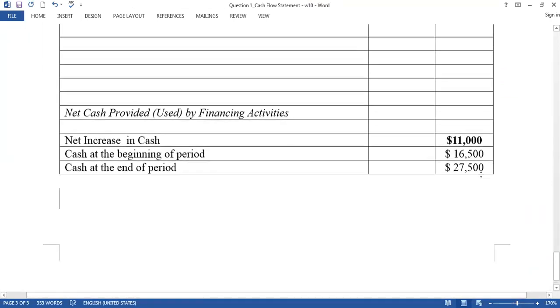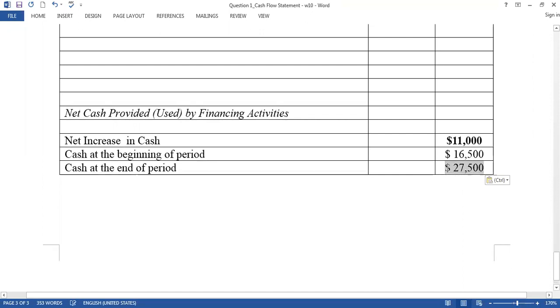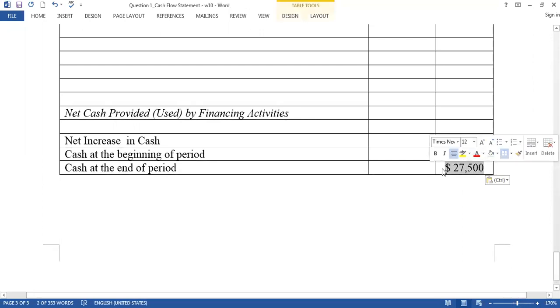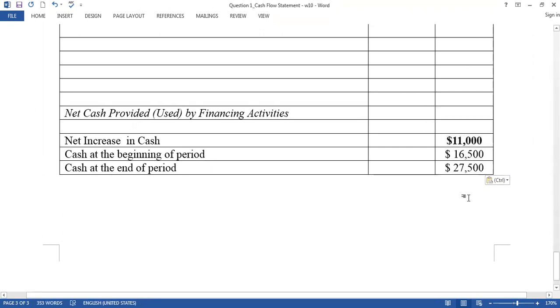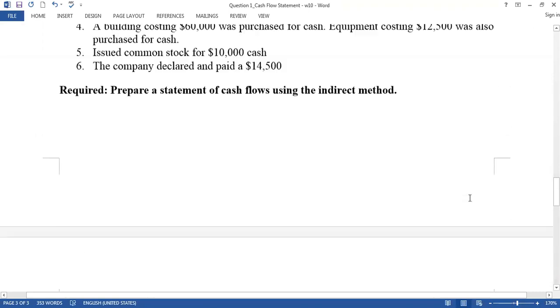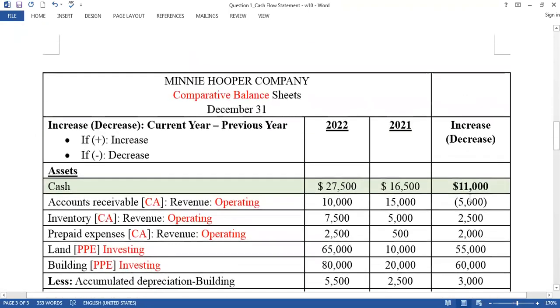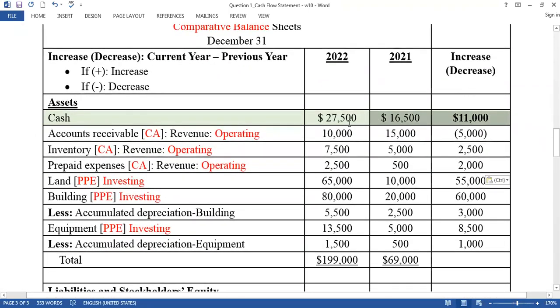And this is the ending cash. So current year cash minus previous year cash equals $11,000, right? $11,000. So this is the answer. And in the exam, you don't need to ask your friend what the answer of this question is. The answer is given in the question, right?